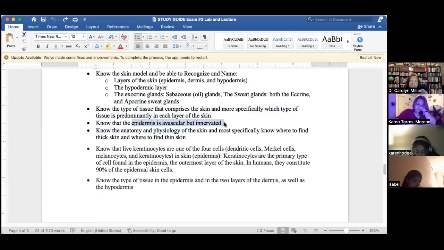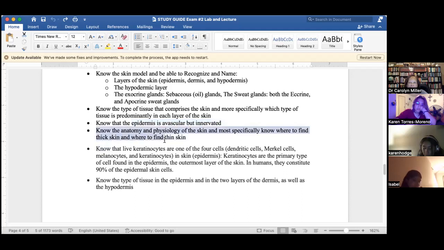The epidermis is avascular but innervated. Avascular means if I have an injury that only cuts the epidermis, it's not going to bleed. It'll hurt, but it won't bleed. So if you have a patient that comes in with a cut and it is bleeding, you know that it penetrated through the epidermis to the dermis, because the dermis is where we have our blood vessels.